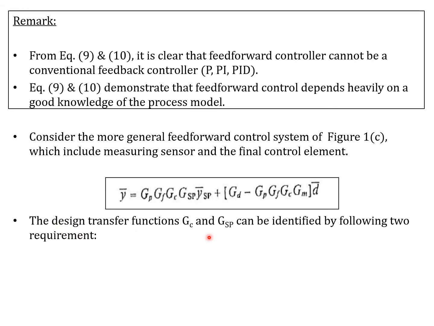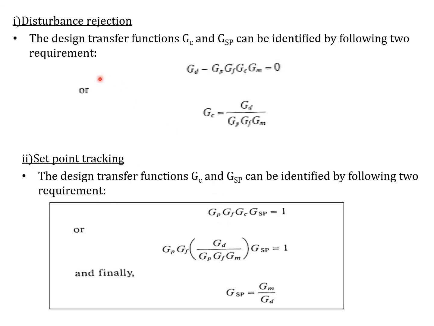The design of GC can be affected by the following two requirements. So how do we design GC and GSP? For an ideal feedforward controller, we need this to become zero: the GD minus this part has to be zero in the equation before, as we've seen. The equation for disturbance rejection has to be 0.